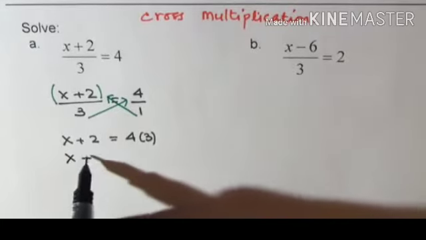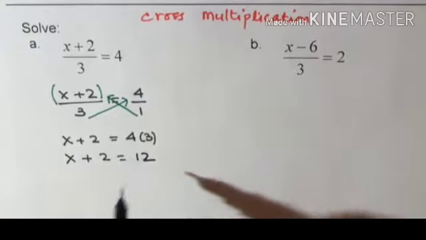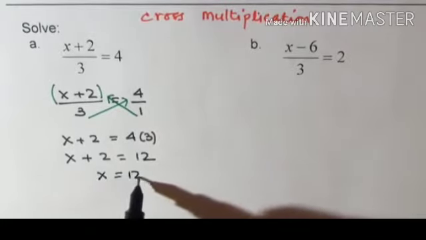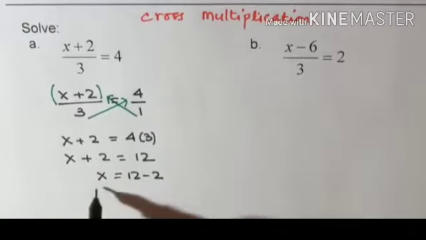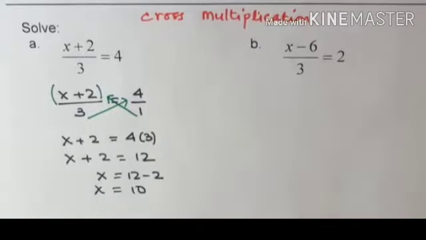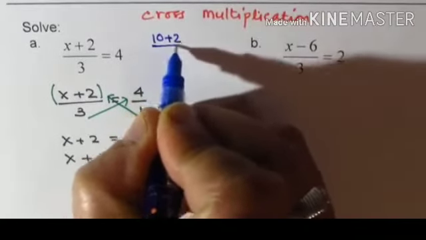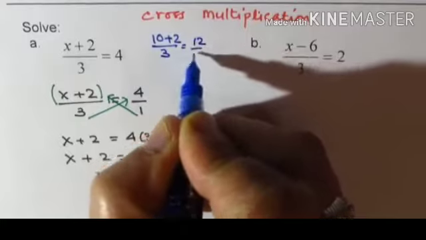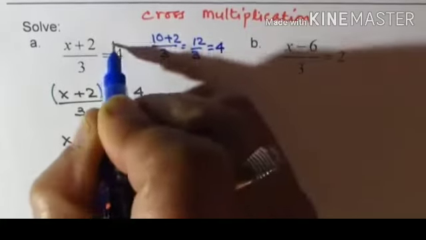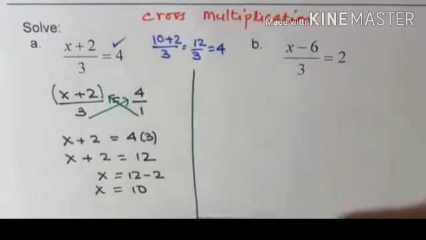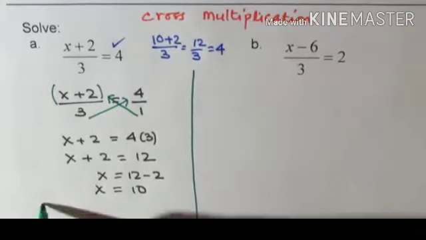So what we have here is x plus 2 equals 12, and now this is without fractions, easy to solve. x equals 12 minus 2, which is 10. So we get x equals 10. Some of you can check the answer by placing 10. What do we get? We get 10 plus 2 over 3, which is 12 over 3, which is indeed 4. So that works. Perfect. You may or may not check for the time being, but it's a good practice.